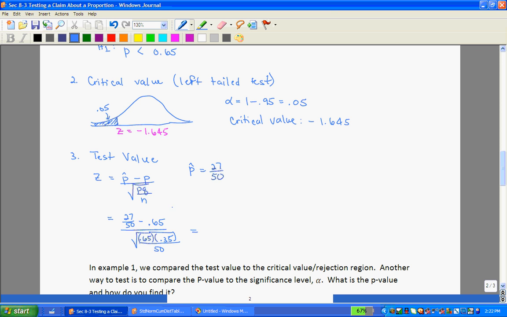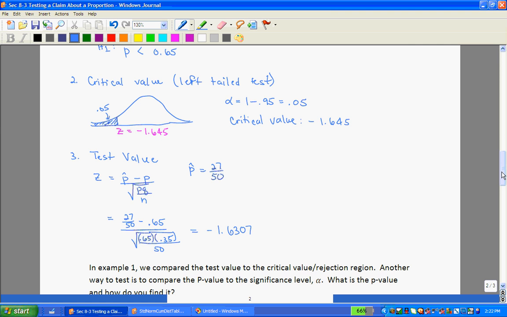So we put all that in our calculator. Be sure to use parentheses around the numerator here when you do put that in your calculator. And I'm getting negative 1.6307 when I take that out to 4 decimal places.